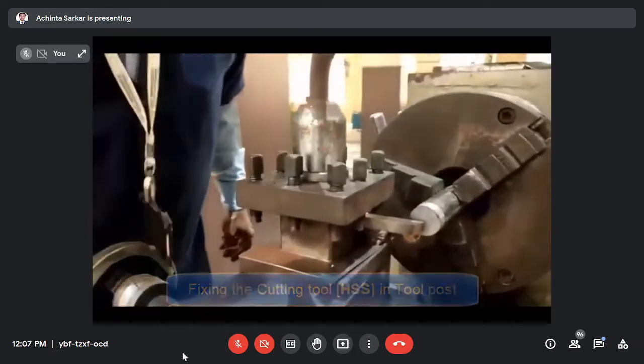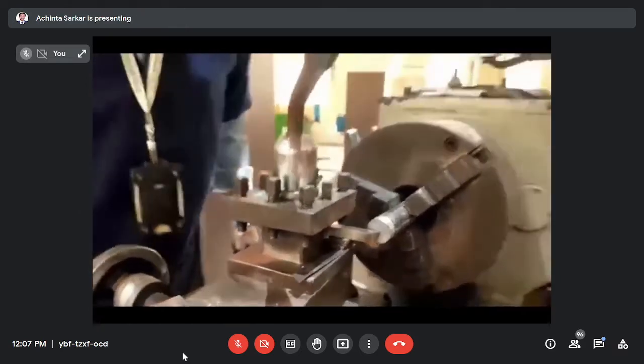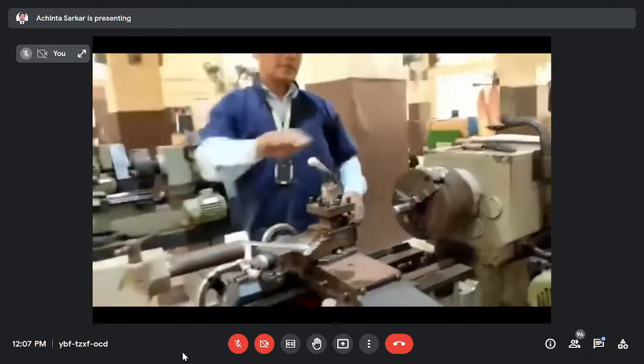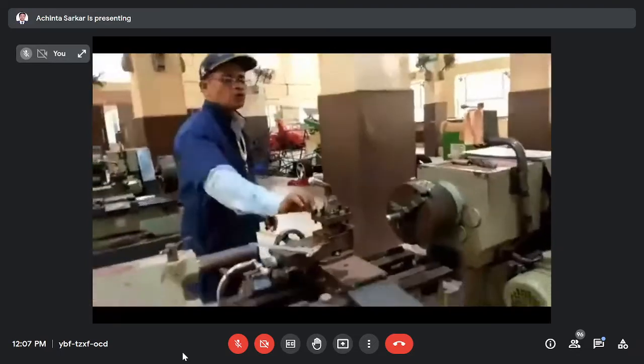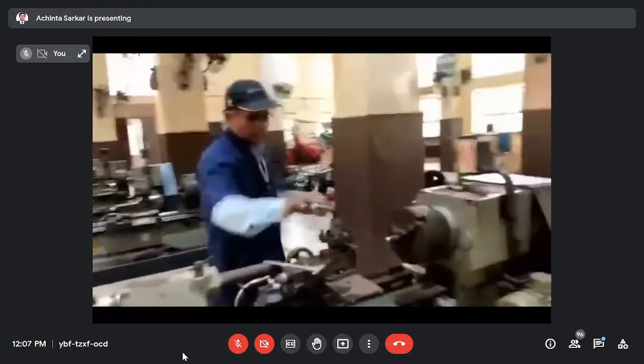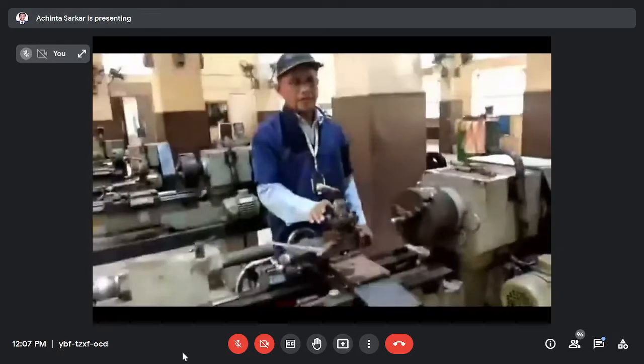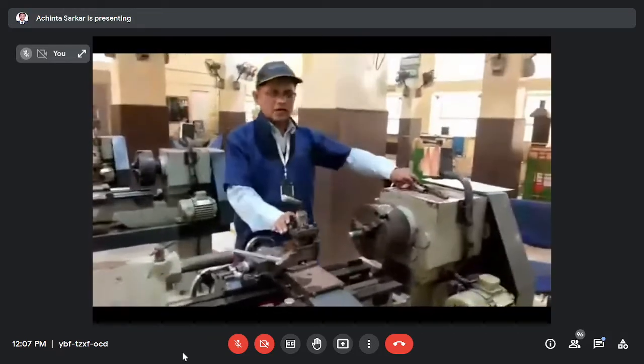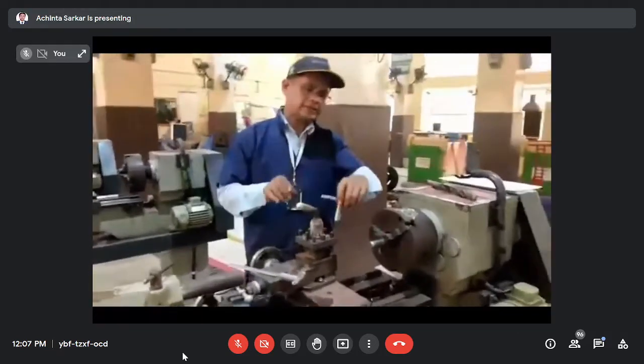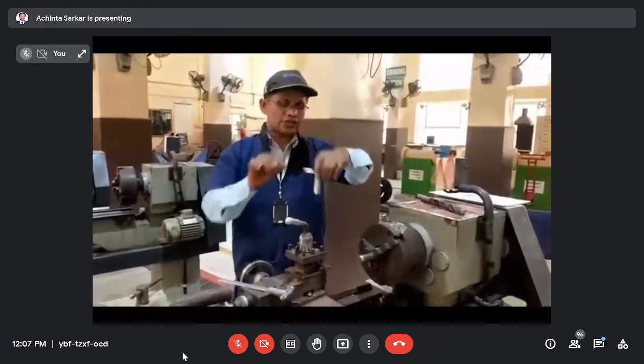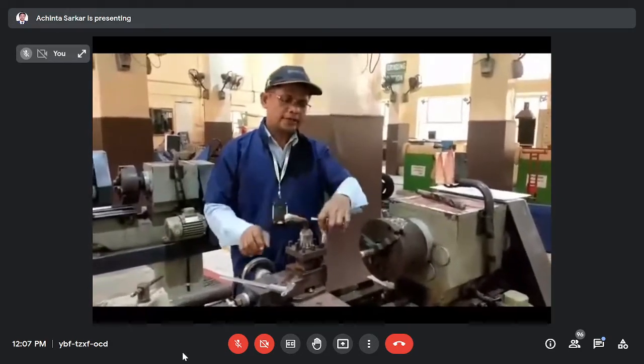That's why now you have to tighten it. Before tightening, first you have to lock the tool post, and the tool post knob rotates around one center. First lock the tool post, then tighten it with the help of the tool post key.